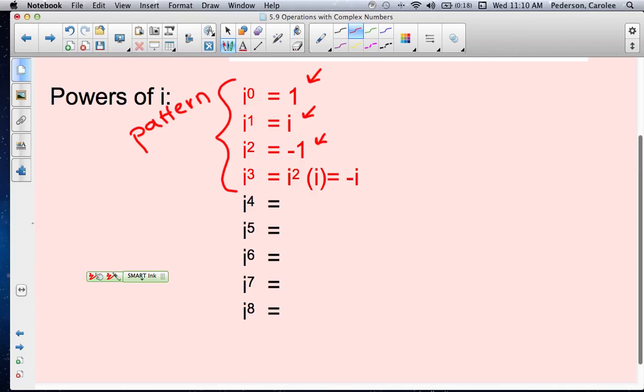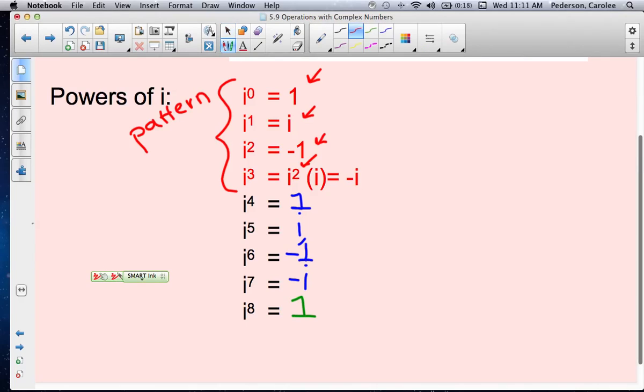Then i cubed. If I want to break down i cubed into i squared and then i, what happens is this i squared becomes -1, and then I have the i. Now my pattern just repeats. So I start back again at 1, and then the next term is i, and then the next term is -1, and then -i, and now it repeats again. Starts over again at 1.